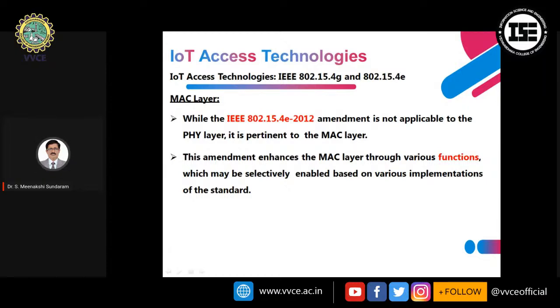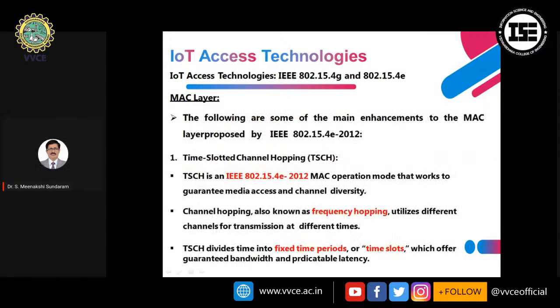This amendment enhances the MAC layer through various functions which may be selectively enabled based on various implementations of the standard. Then the MAC layer, the following time slots. We call it time slotted channel hopping, TSCH. TSCH is an 802.15.4e 2012 standard MAC operation mode that works to guarantee media access to the channel diversity.